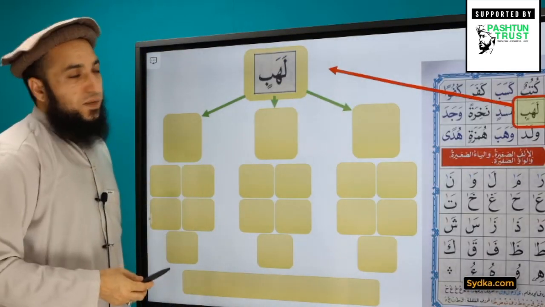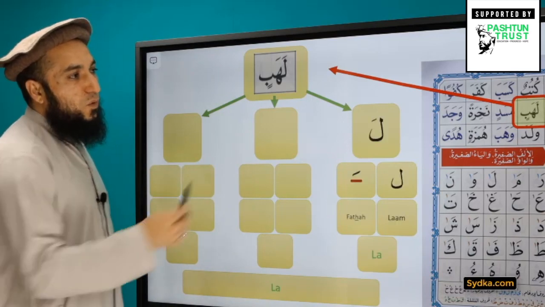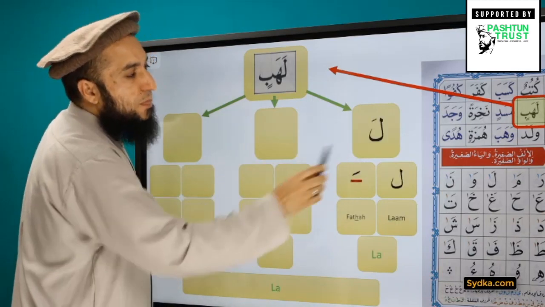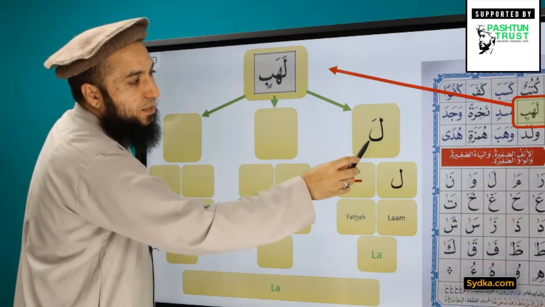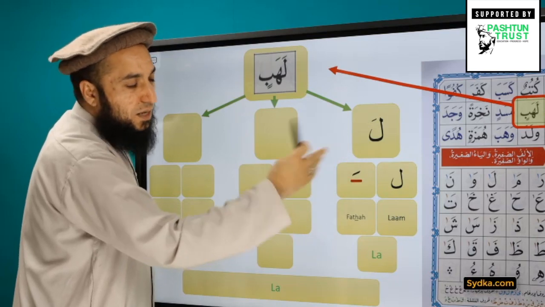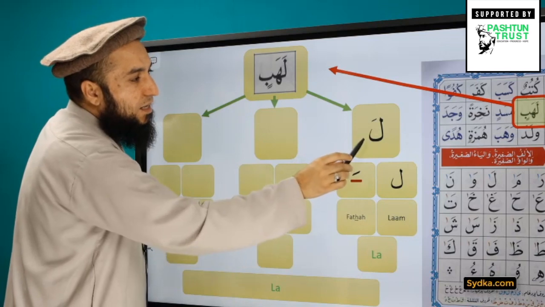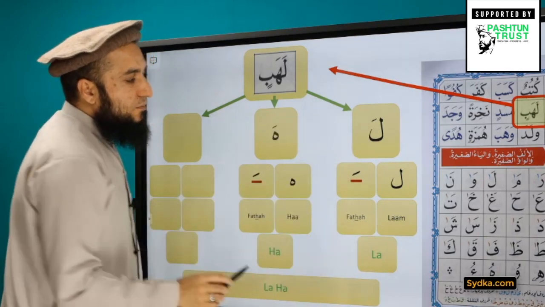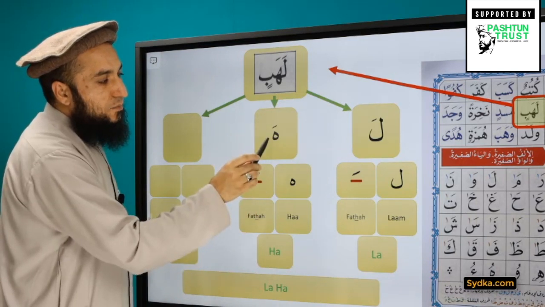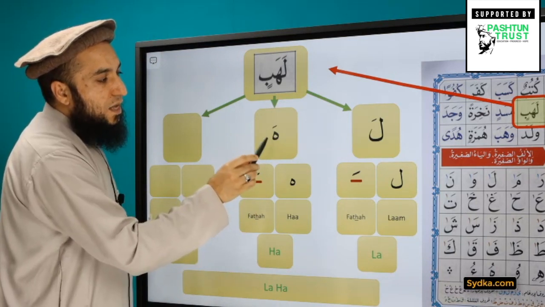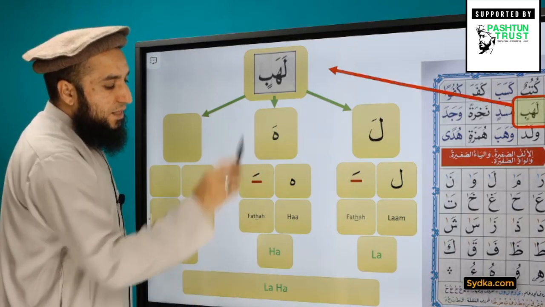And the next word we have is lahabin, and it has three syllables. The first syllable is lam fatha la. Lam is silent and it has fatha, and lam in this case is light, because lam can be light and heavy, but in this case it is light. Lam fatha la. The next syllable is ha fatha ha. Ha is not silent, it has fatha, and ha is a light letter. Ha fatha ha.